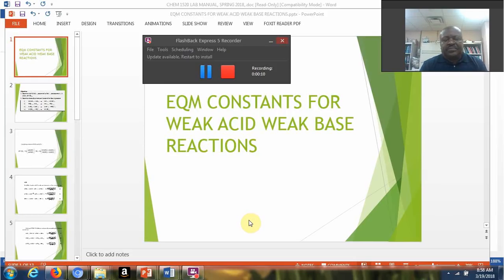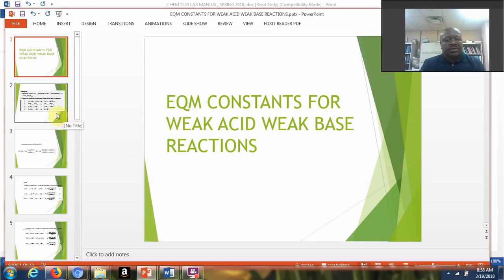Let's talk Lab 7. Equilibrium constants for weak acid, weak base reactions. We've seen equilibrium constants quite a bit. It's just because they occur everywhere in chemistry. Among the more important ones are the ones related to weak acid, weak base.